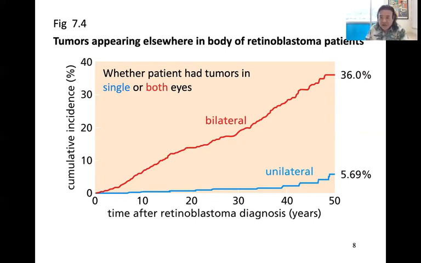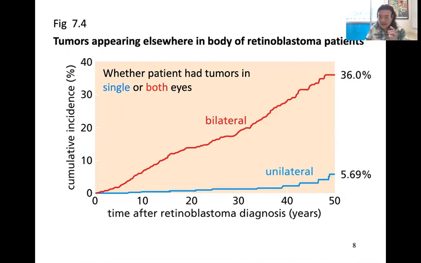Right? And what you can see is very striking. Those kids who presented with retinoblastoma, the unilateral form of it, where it was only in one eye, if you follow them decades later in their life, only about 5% of them ended up having tumors anywhere else in their body. And that percentage is no different than any random person from the general population.